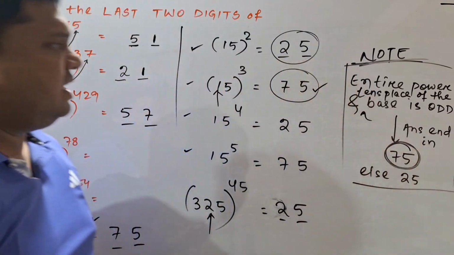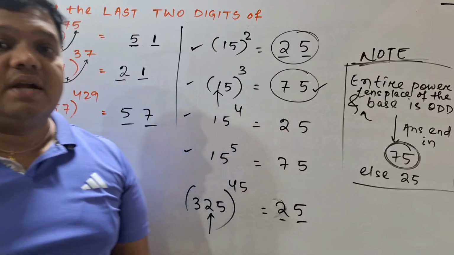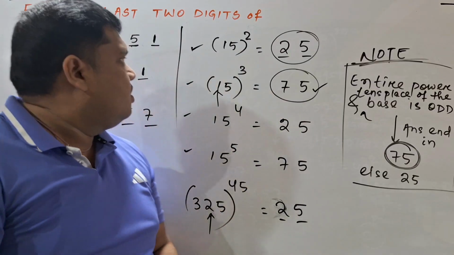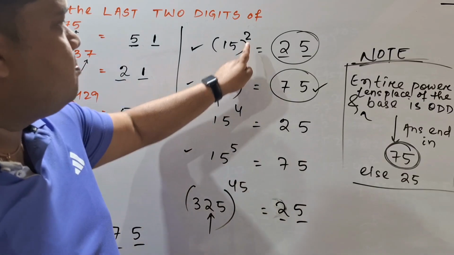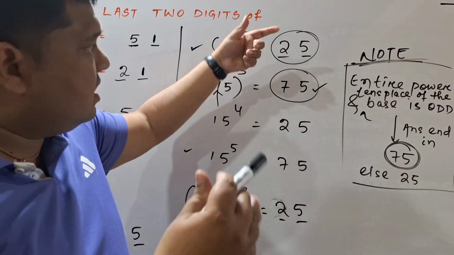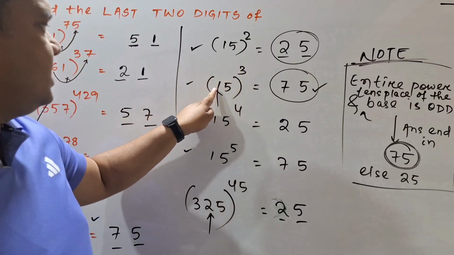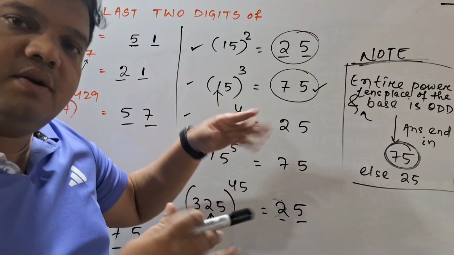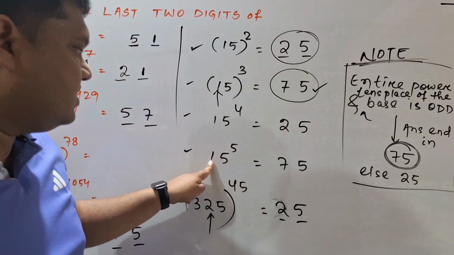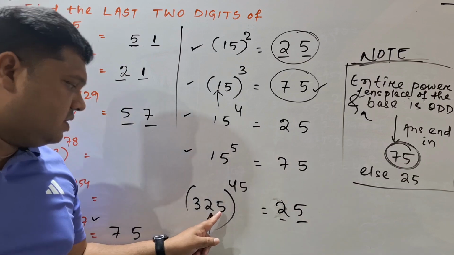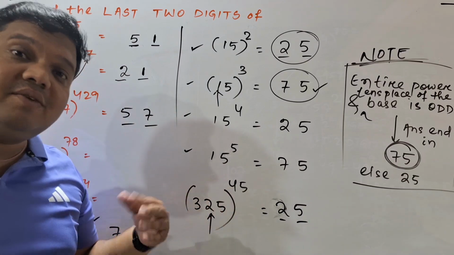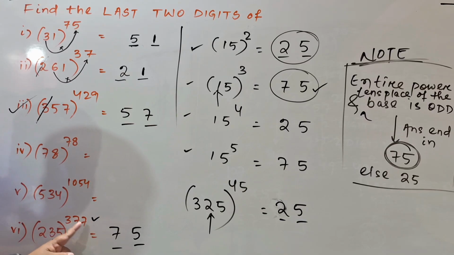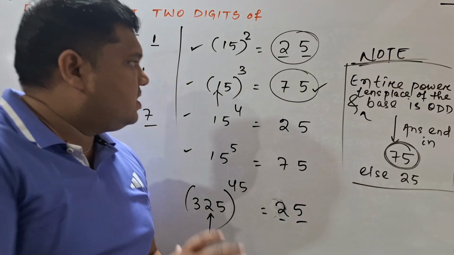In short, I am not saying you have to write this statement and remember it. Easy, just observe here. This is observational. If you observe, the power is even. If even one of them is even, it's 25. Here the power is odd, the tens place is odd, both are odd, so the answer ends in 75. Here the power is even, so 25. Here the power is odd, the tens place is odd, so 75. Here the power is odd, the tens place is even, so 25. Here the power is odd, the tens place is odd, both are odd, 75. So you can easily remember, it's just observation.